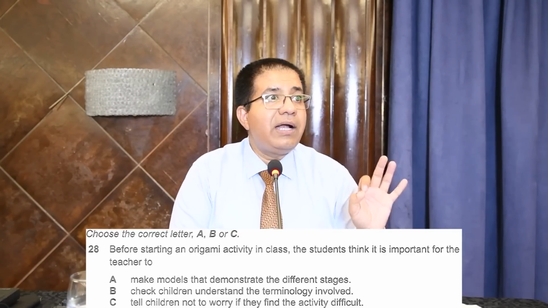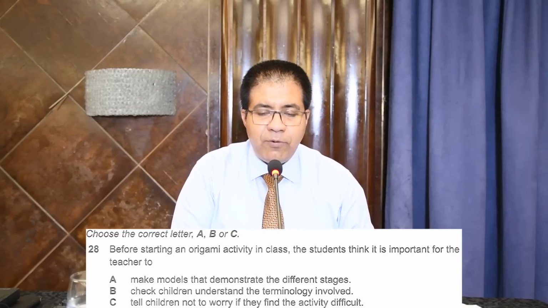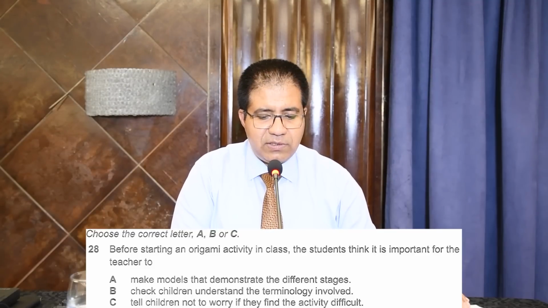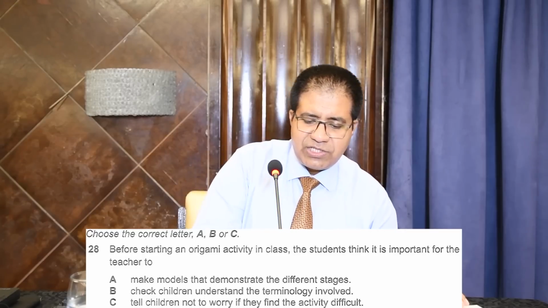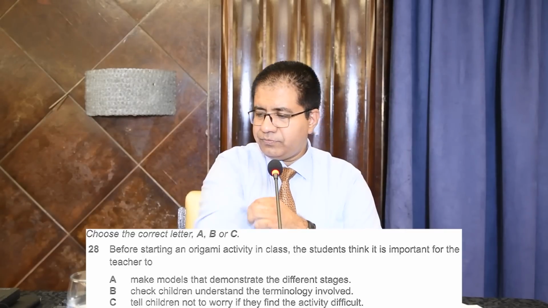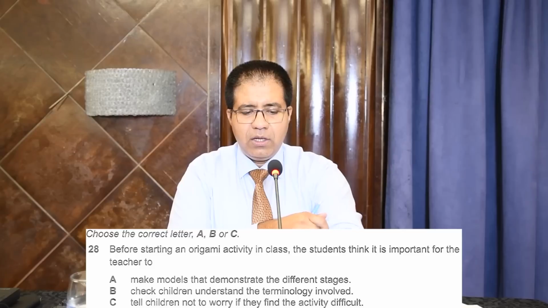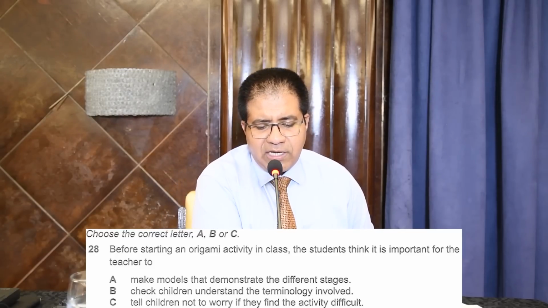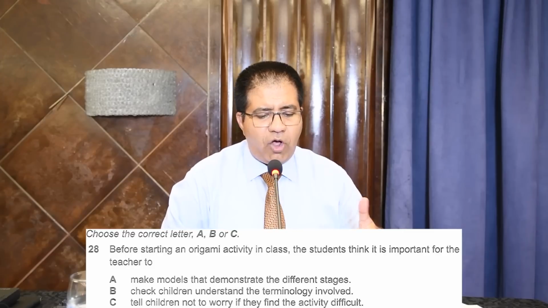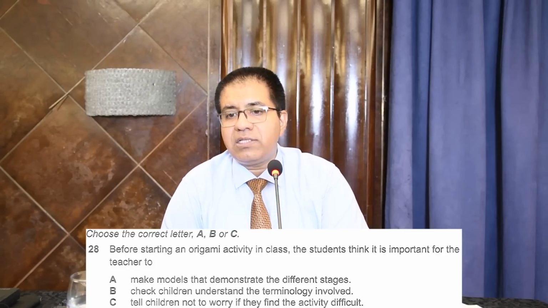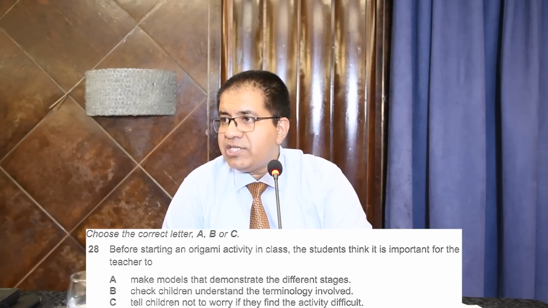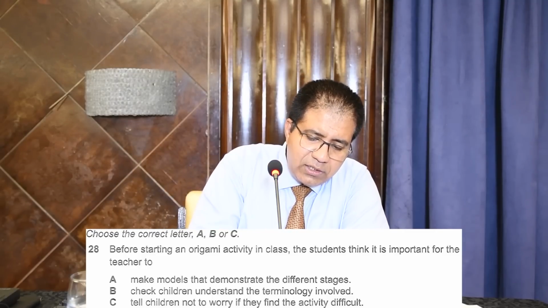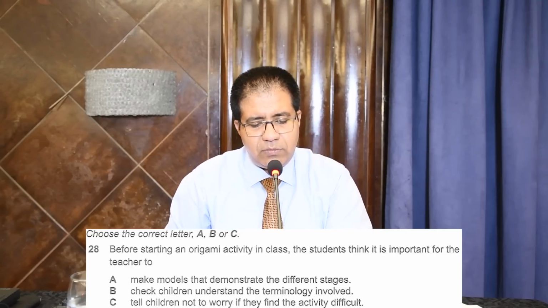Make models. Underline the word models. And for models, they may use the word examples. Examples of different stages. Underline the word stages. So question number 28, before starting an origami activity in class, students think it is important for option A, make models. For make models, examples, and different stages, different levels. Absolutely. For stages, you can use the word levels.